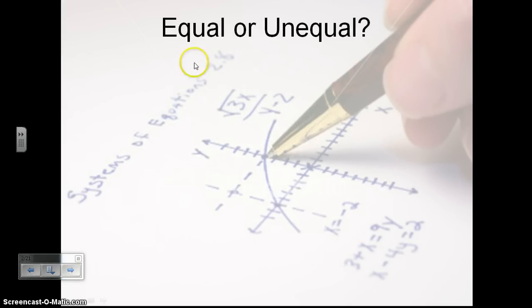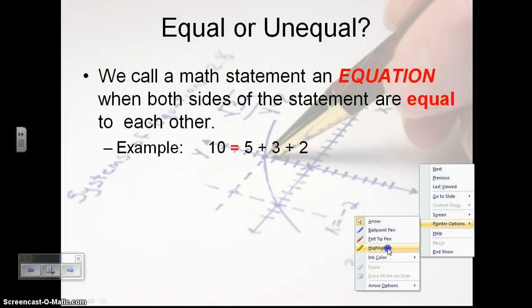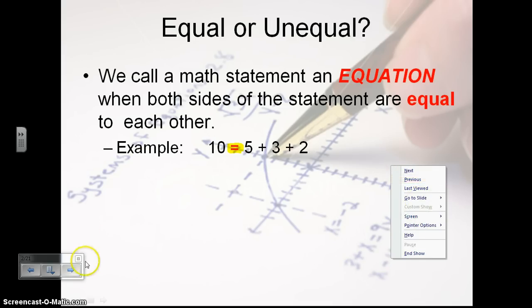So, equal or unequal? An equation is a math statement when both sides of the statement are equal to each other. So it contains an equal sign. So right here, how we have an equal sign, it contains an equal sign. So that is what an equation is.